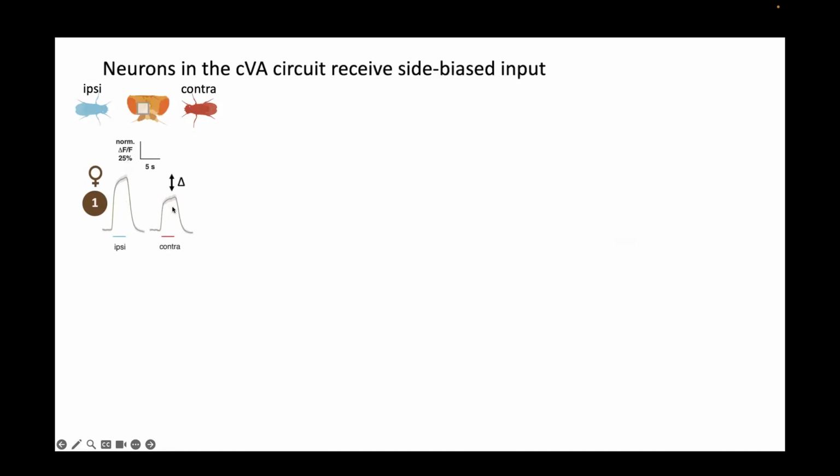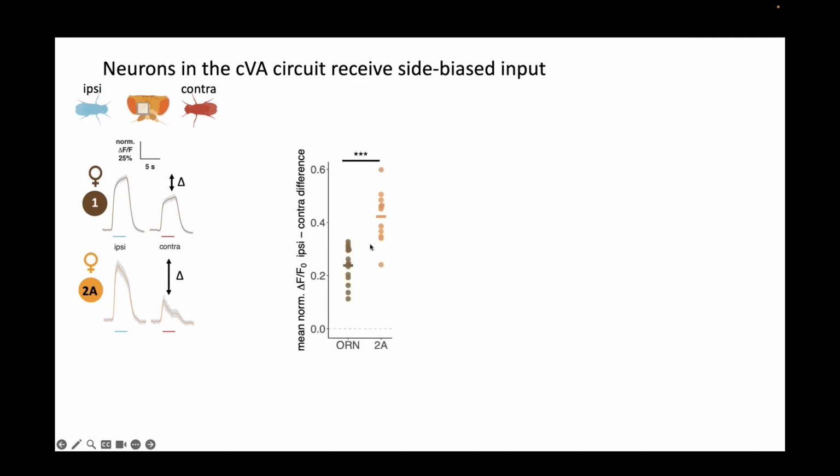To understand that phenomenon better, we went back to the male on a stick paradigm, where we image always from the same side of the brain and present the male either from the ipsilateral side of the imaging or from the contralateral side. These are the responses in the receptor neurons, which are stronger with ipsilateral presentation than contralateral. This reduction is our measure of the lateralization, the side bias. Measuring from the 2A neurons, we see that the lateralization is increased, as quantified here.